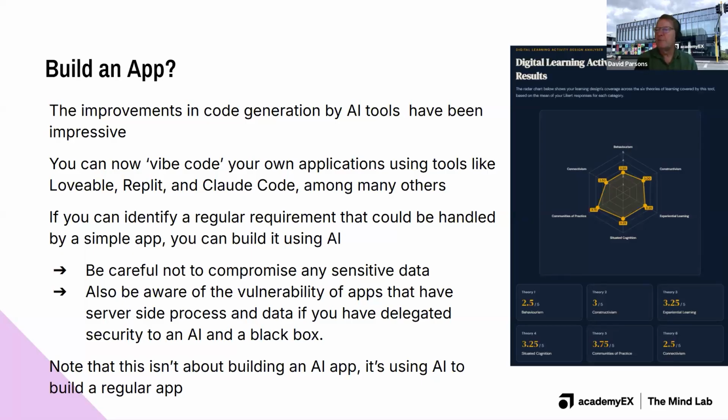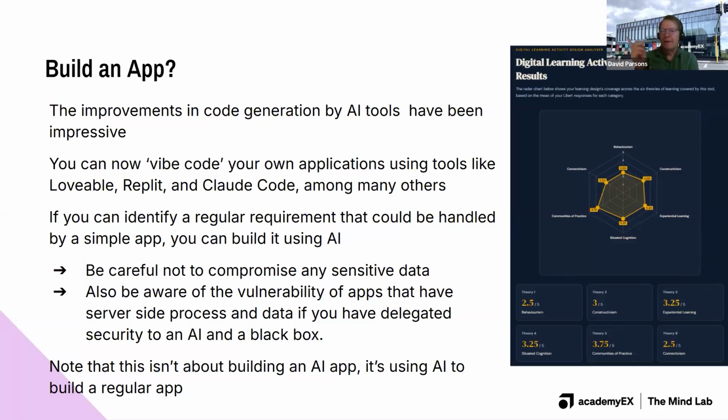It's just got so good. I've been using a range of tools. I've been using Lovable and Replit and Claude Code, and there are lots of others, just as an inspiration. But you can build yourself an app to do something. So if there's something that you need a system for, it's not necessarily about, oh, there's an AI for that, but you can get AI to make an app for that.